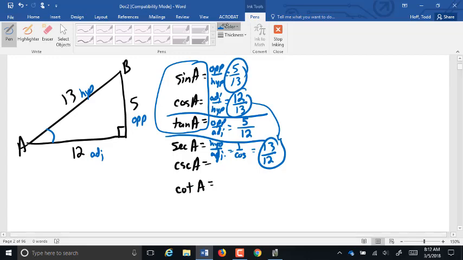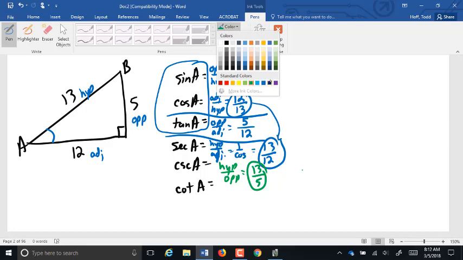Cosecant. Cosecant is hypotenuse over opposite. The hypotenuse is 13, the opposite is 5. 13 over 5 is the cosecant. Notice that's the reciprocal of the sine.